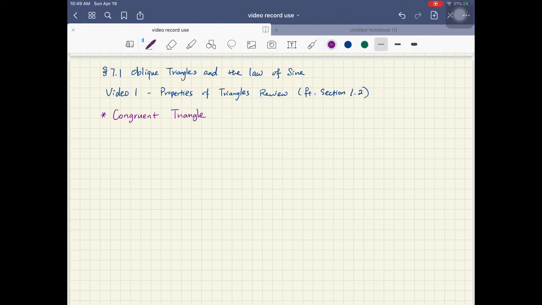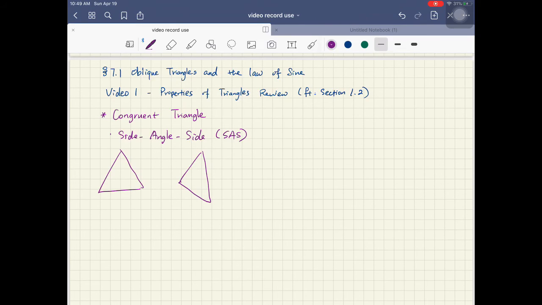So when we're talking about congruent triangles, it's really hard to check every single leg and every single angle. So we have the following three methods to check if two triangles are congruent or not. The first one is called side angle side, or SAS.